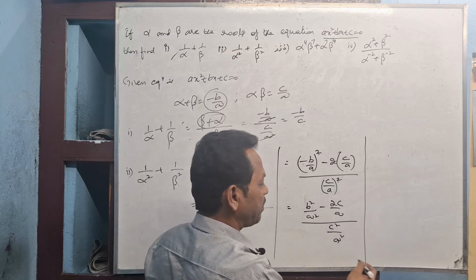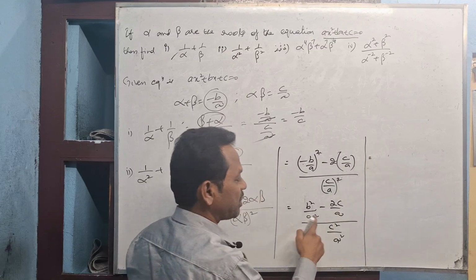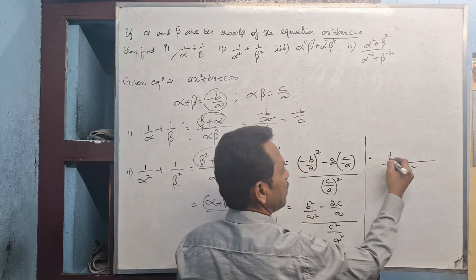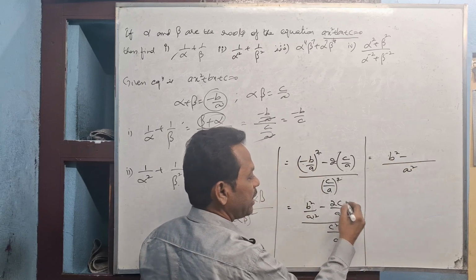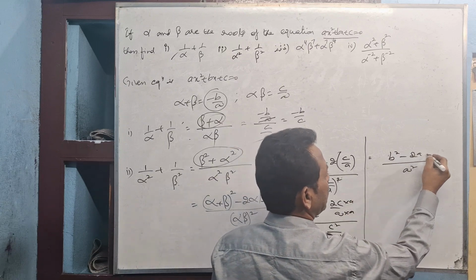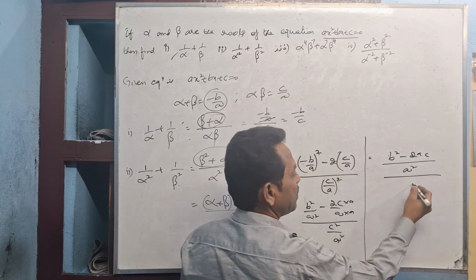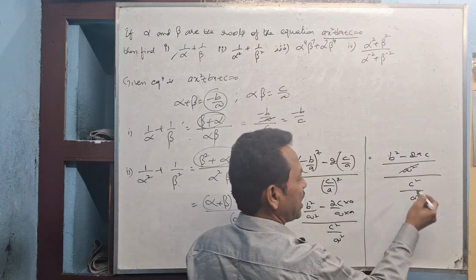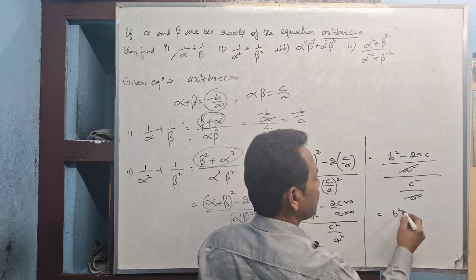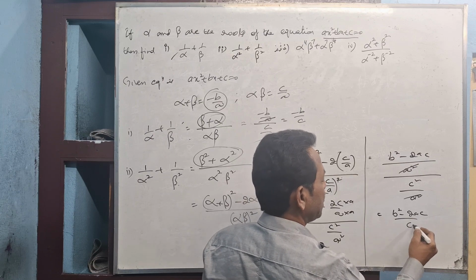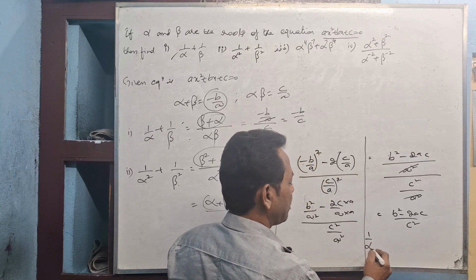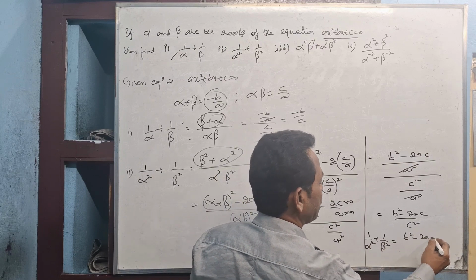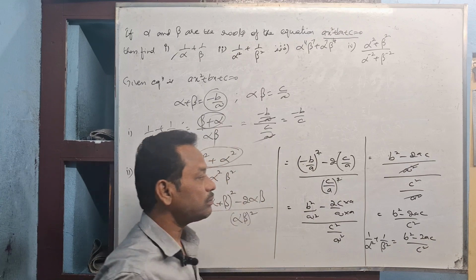In the numerator, let me take the LCM. The LCM for a square and a is a square. Here I'll get b square minus, here we need a, here also we need a, 2ac, divided by c square by a square as it is. So we can cancel a square and a square. So your answer is b square minus 2ac by c square. Therefore, 1 by alpha square plus 1 by beta square equals b square minus 2ac by c square.